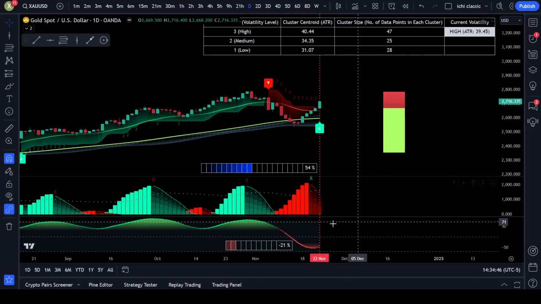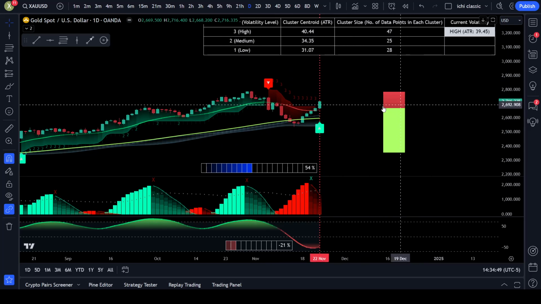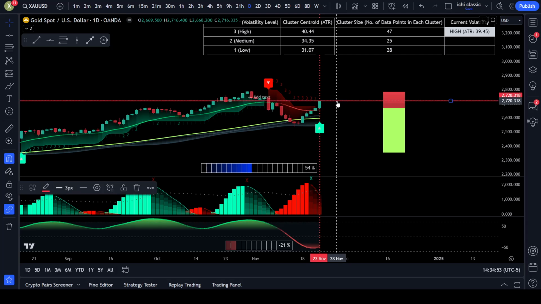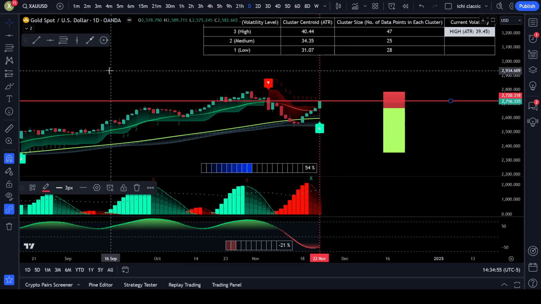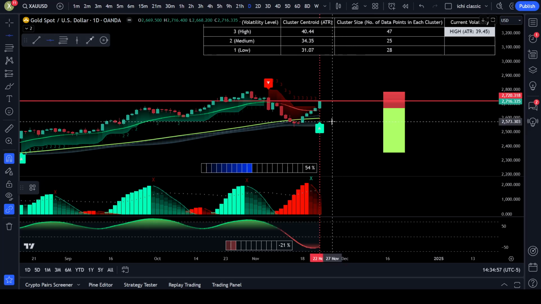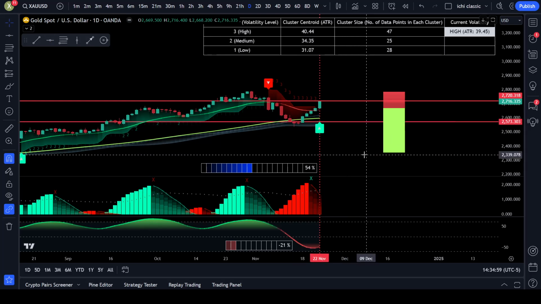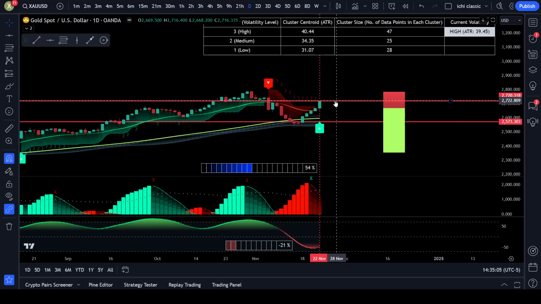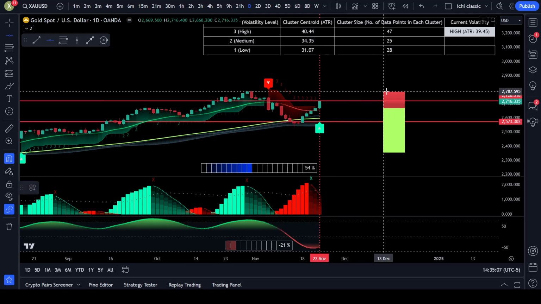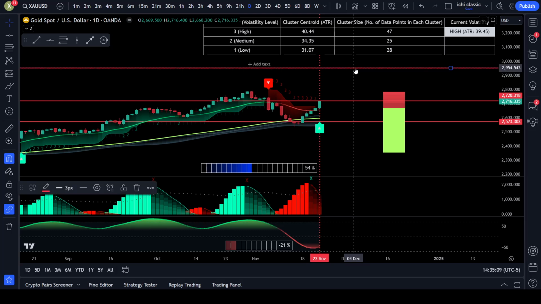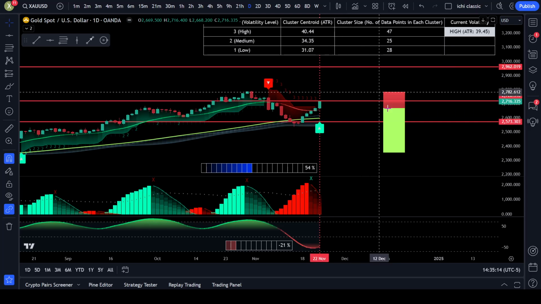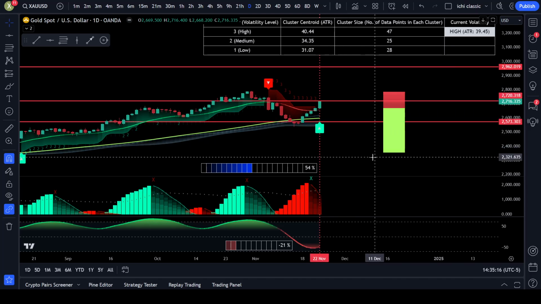I don't see anything here, but I will mark it based on the indicator. This is a buy, and you can mark it on your own and see that it's not gonna happen. So this would be a stop loss buy, and then the take profit would be around here, probably 3,000. That's the goal of this gold.